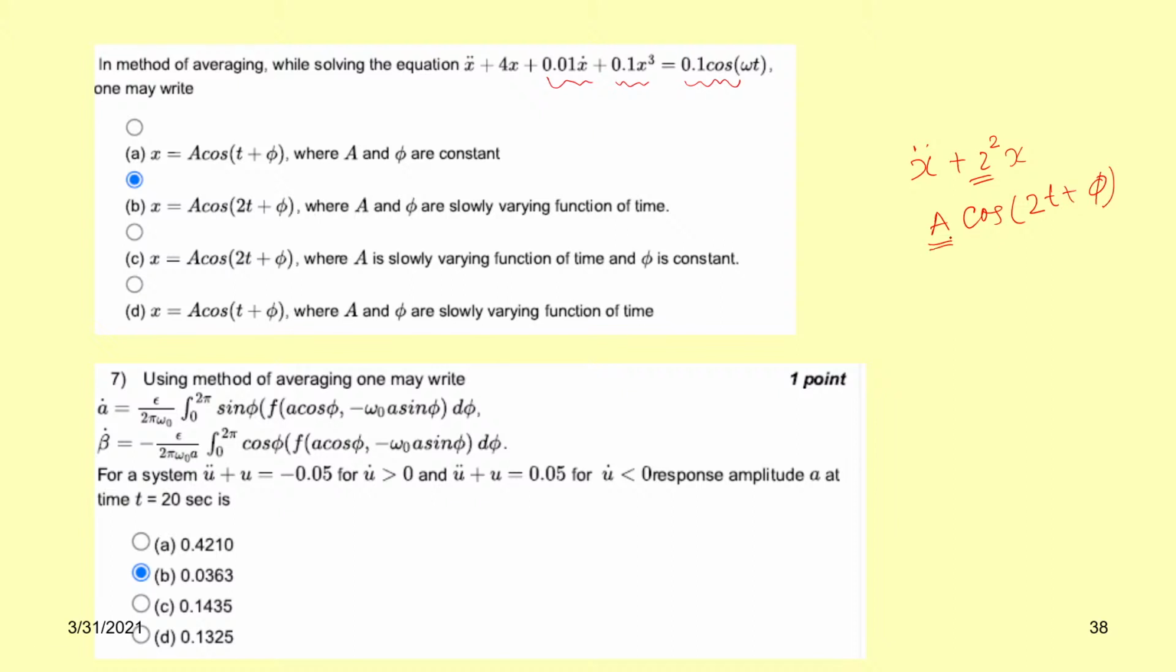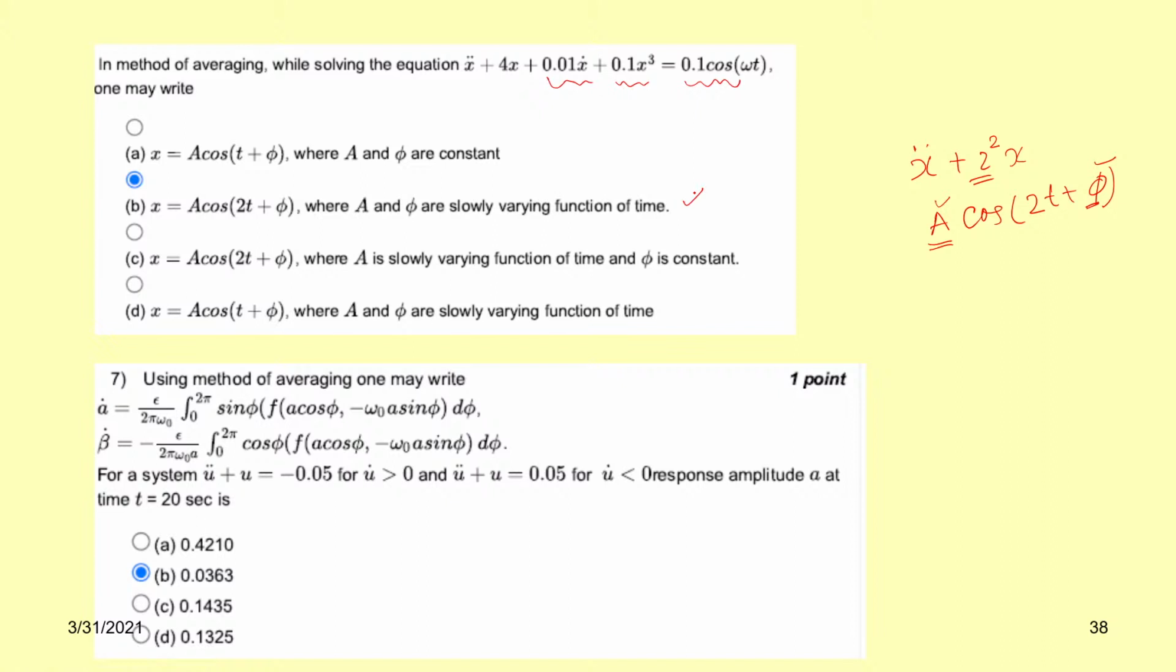a cos 2t plus phi, where if it is linear, this a and phi are constant, but in case of the method of averaging, you are assuming this a and phi are slowly varying functions of time. So that's why option B is correct. Here x equal to a cos 2t plus phi, where a and phi are slowly varying functions of time.